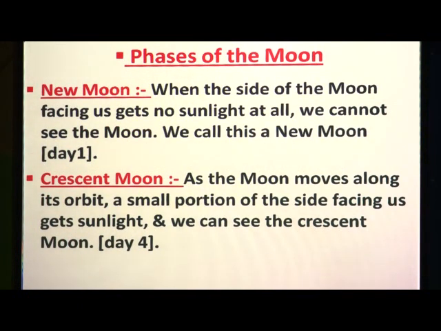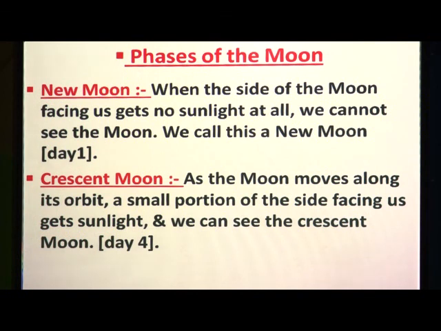So, first of all we will see about the new moon. What is meant by new moon? When the side of the moon facing us gets no sunlight at all, then we cannot see the moon, and we call this a new moon, and it is on the first day of its revolution.